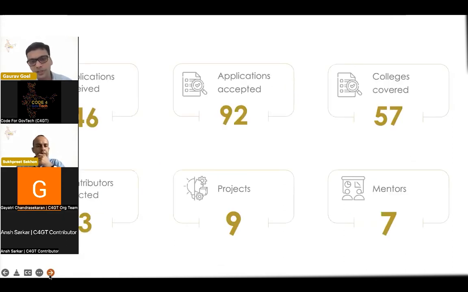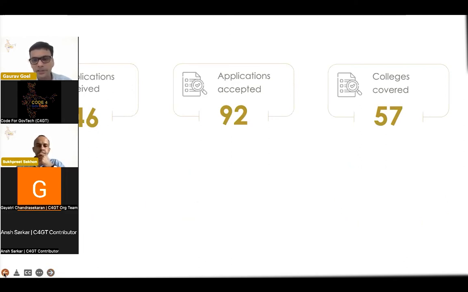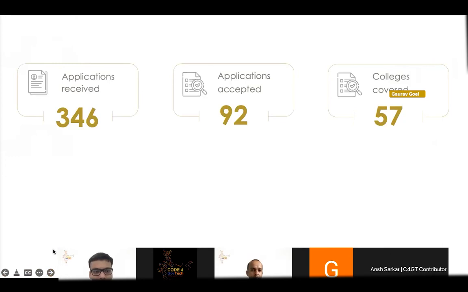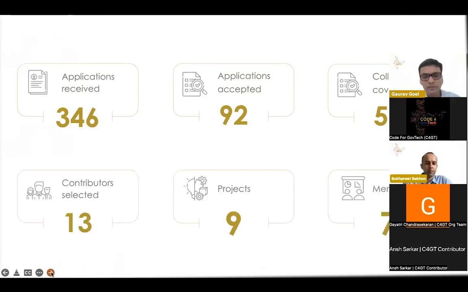So I also wanted to share some statistics from this year. We have received 346 applications from 57 colleges from across the country. And out of these 346, once they were screened, there are 92 good quality applications with all the things that were expected as part of them. So we've gotten a good number of applications in a short period this year. And this all cuts across different mentors' projects. So we have finally selected 13 contributors this year for Code for GovTech. Out of the 92 applications that were accepted, 13 contributors have been identified.